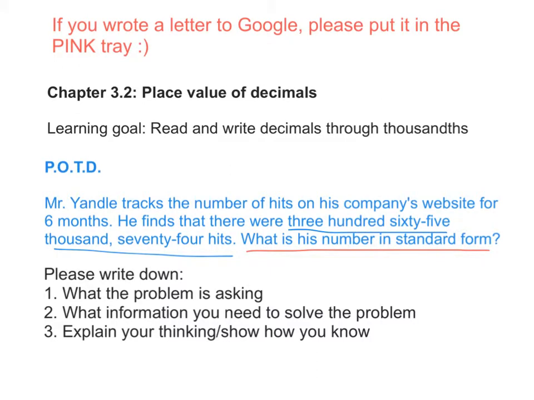All right, today we are talking about chapter 3.2, which is all about the place value of decimals, okay? Your learning goal today is to be able to read and write decimals through the thousandths place. It's very similar to yesterday's learning goal, right? Yesterday's learning goal was to read, write, and model. Now you already know how to draw pictures to represent these, so we're just going to strengthen our understanding of how to read and write decimals through the thousandths place, okay?